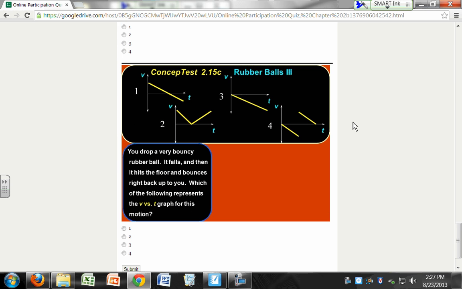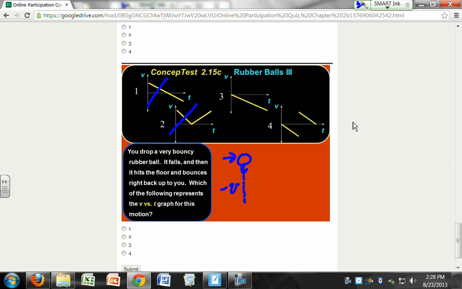You drop a very bouncy rubber ball. It falls and then hits the floor and bounces right back up to you. Which of the following represents the V versus T graph? All right, so I have this ball. I throw it towards the ground. Here, it has a 0 velocity, and as it goes down, it goes in the negative direction. So here I have a negative velocity. That's going to get rid of this one and this one because those both have positive velocities initially. All right, so it's either 3 or 4.